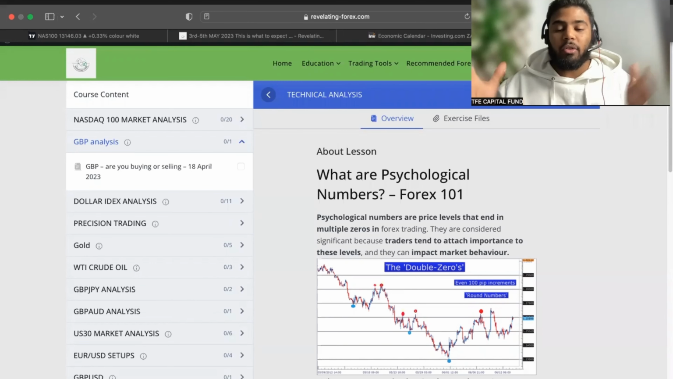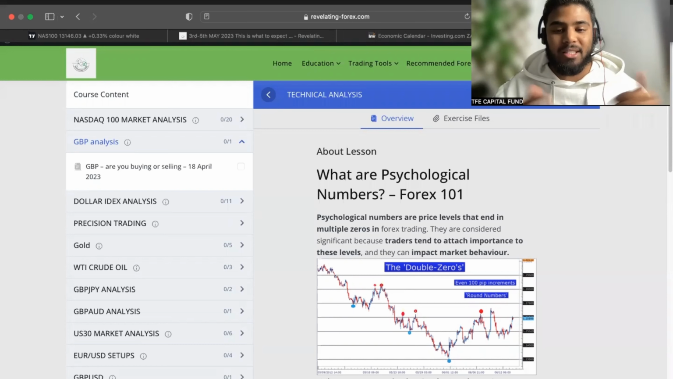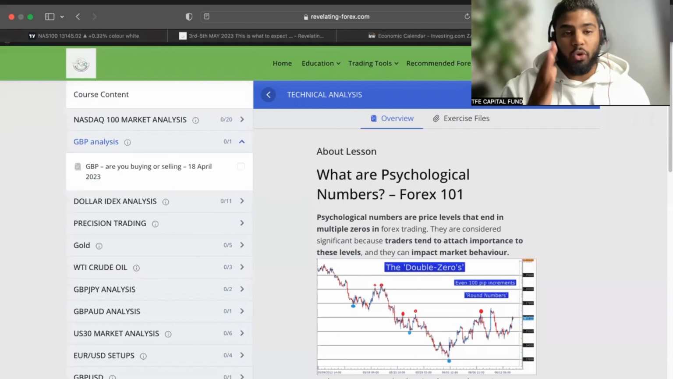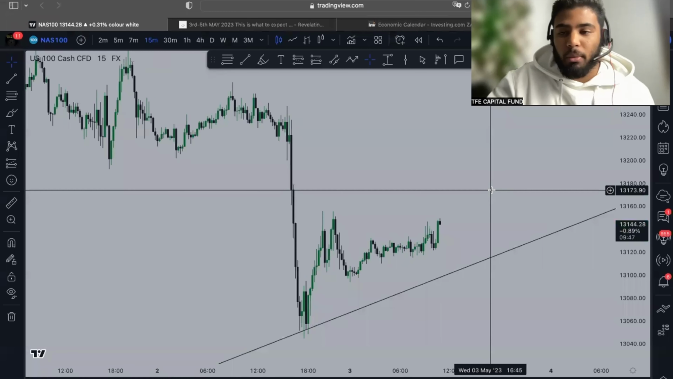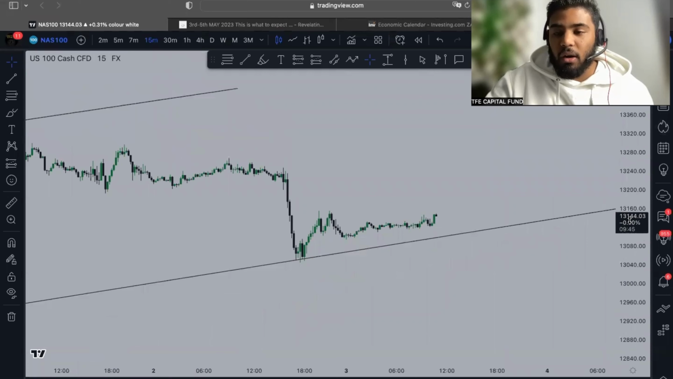But onto that, the video is about what psychological numbers are. Psychological numbers, traders, are literally price levels that end in multiple zeros. So for example, 1,000, 2,000, 3,000, and if you go over to the chart I'll show you guys what I'm talking about. This is NASDAQ.